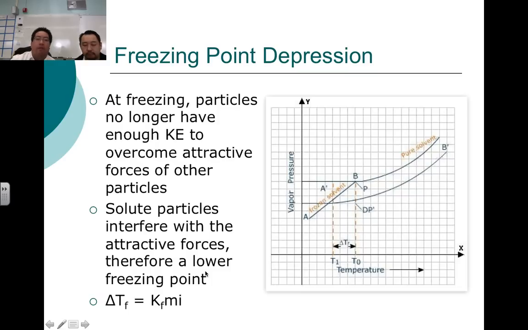For freezing points, basically the same kind of idea. At the freezing point, the particles don't have enough kinetic energy to slow down enough, so it requires the removal of more energy, which requires you to lower the temperature. Again, we can quantify the change in freezing. It's basically the exact same equation as the change in boiling. There's a molal freezing constant based upon the solvent, and again, we would need the molality, not to be confused with the molarity. So we're doing molality, which is with the kilograms of solvent.